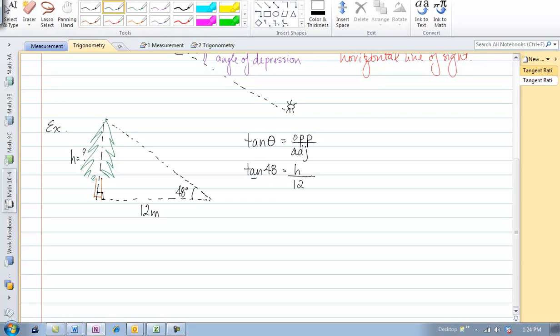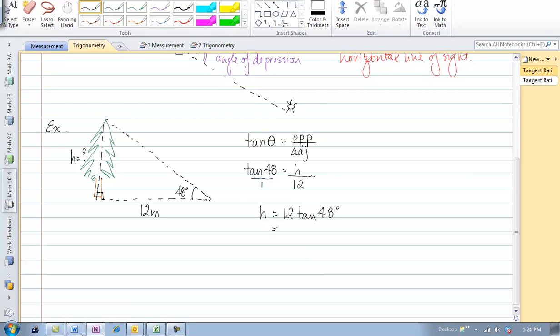And so what some people might think of is that tan 48 is h over 1. And what we know about a proportion, or two equal fractions, is that cross products are going to be equal. So h times 1, or h, will equal 12 times tangent of 48 degrees.